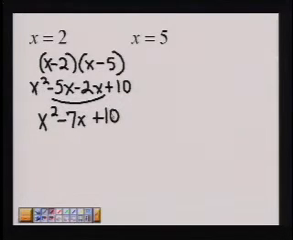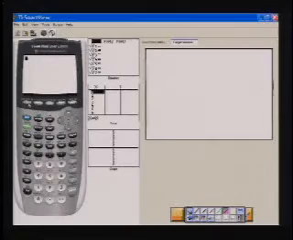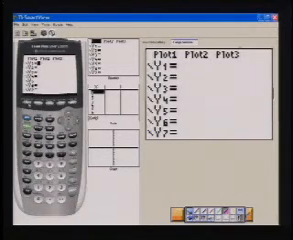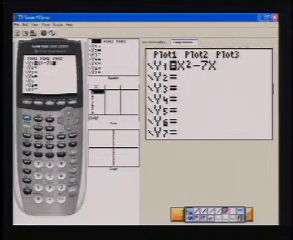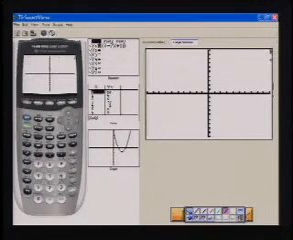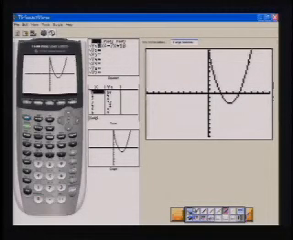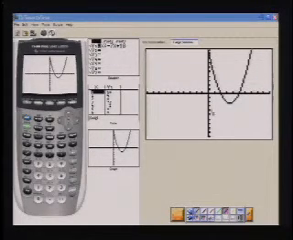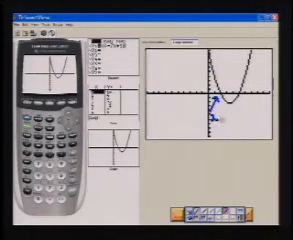And once again, we can verify this by putting the function in the calculator and making sure that the roots are 2 and 5. So let's put this one in the graphing calculator. We'll go to y equals. We'll enter our polynomial, x squared minus 7x plus 10. And again, we'll use zoom standard number 6 to get a nice easy viewing screen. And it seems that we have roots here at 2 and right here at 5.